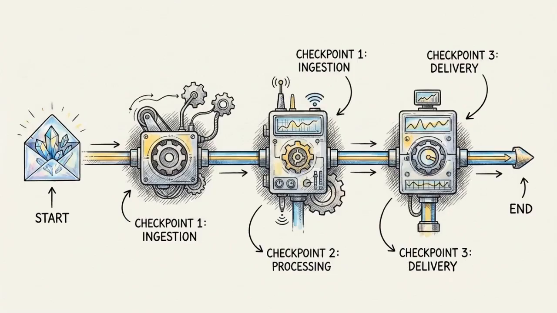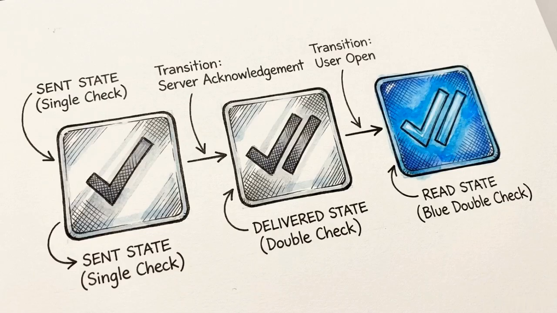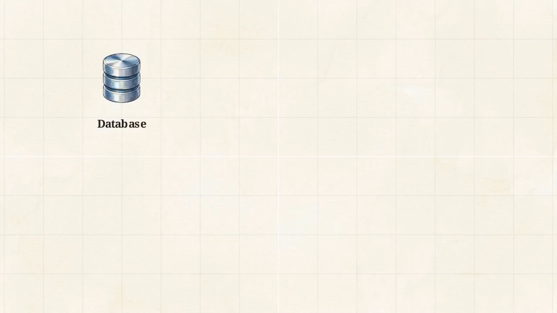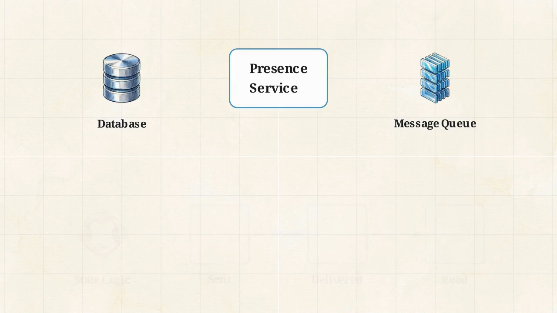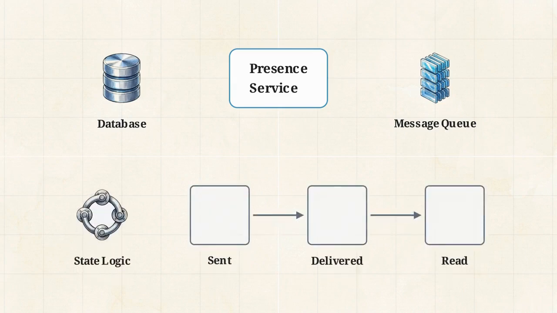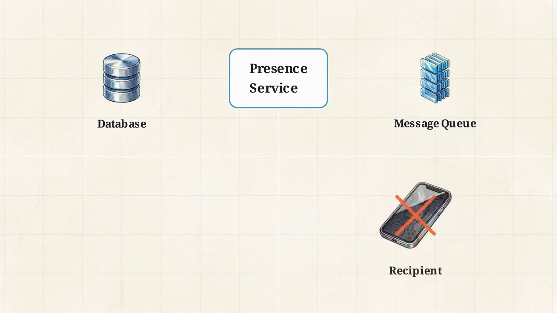Step 4 is the state layer. We need to track the exact life cycle of a message, knowing precisely when it is sent, delivered, and read. Add 2 final components to the backend, a presence service and a distributed message queue, such as Kafka, to handle users who are currently offline. We track receipts using an event-driven state machine. The server marks a message sent upon arrival. It transitions to delivered only when the recipient's WebSocket connection sends an acknowledgement. It transitions to read when the user actively interacts with the chat UI.